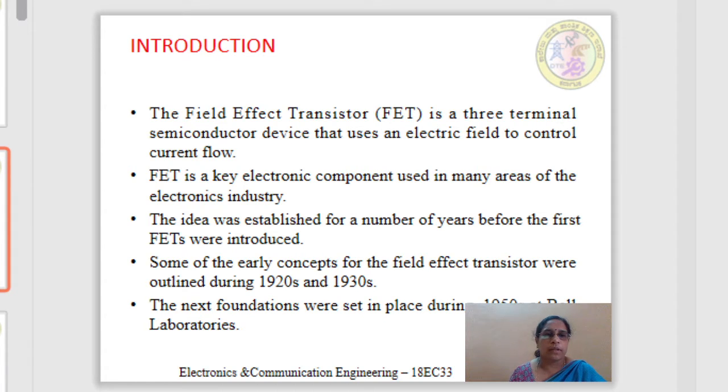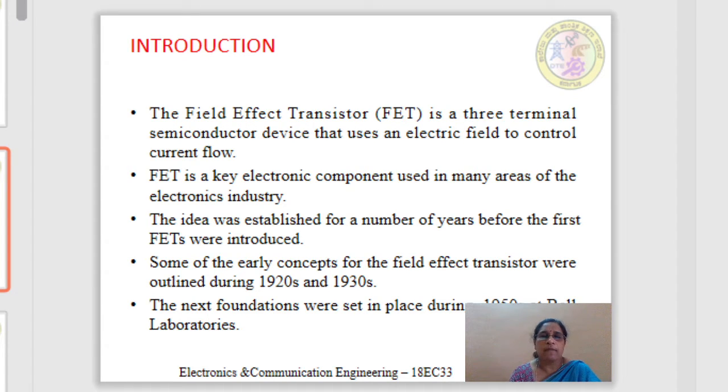Now, the field effect transistor is a semiconductor device just similar to a bipolar junction transistor. It is also a three-terminal device, and the only difference is it uses an electric field to control the current flow. In the previous semesters, you might have studied diodes as well as bipolar junction transistors. Just similar to them, the field effect transistor is also a type of semiconductor device, but it uses an electric field to control the current flow.